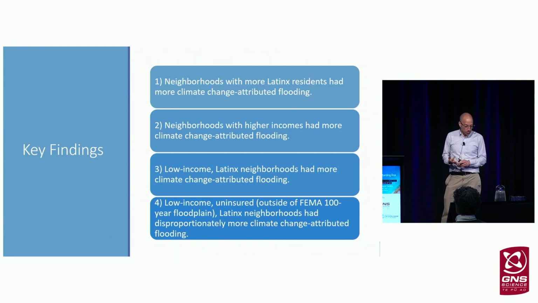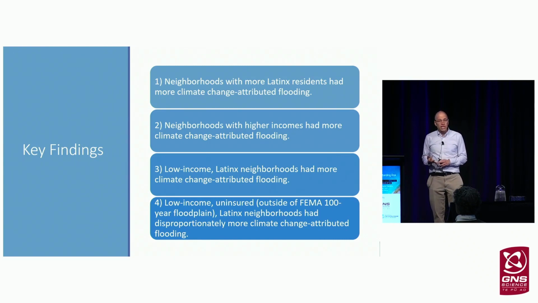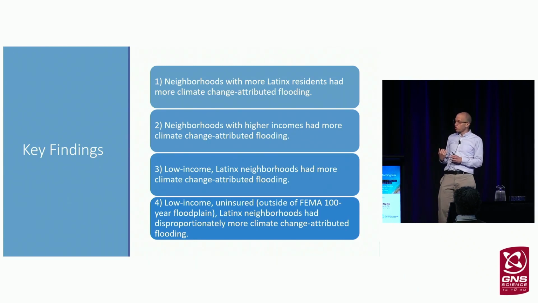And lastly, and maybe worst of all, it's not only the low-income Latinx neighborhoods, it's those low-income Hispanic neighborhoods that are outside the flood zone, therefore uninsured. Okay? They are the ones that are most likely to be hit by this climate change attributed flooding. Okay?